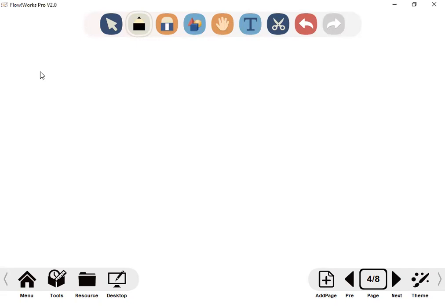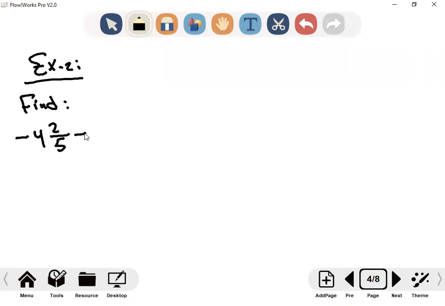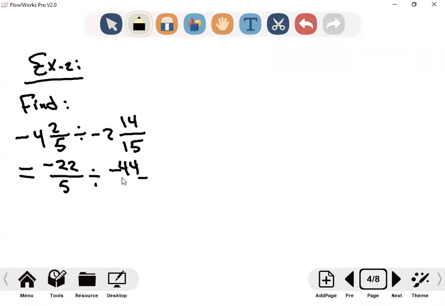Example 2. Page 214 also. Find negative 4 and 2 over 5 divided by negative 2 and 14 over 15. Now, as we did in multiplication, with mixed numbers we always turn them into fractions. So let's turn them into fractions first. This is equal to 5 times 4, 20, plus 2, negative 22 over 5, divided by 15 times 2, 30, plus 14, 44, negative over 15.